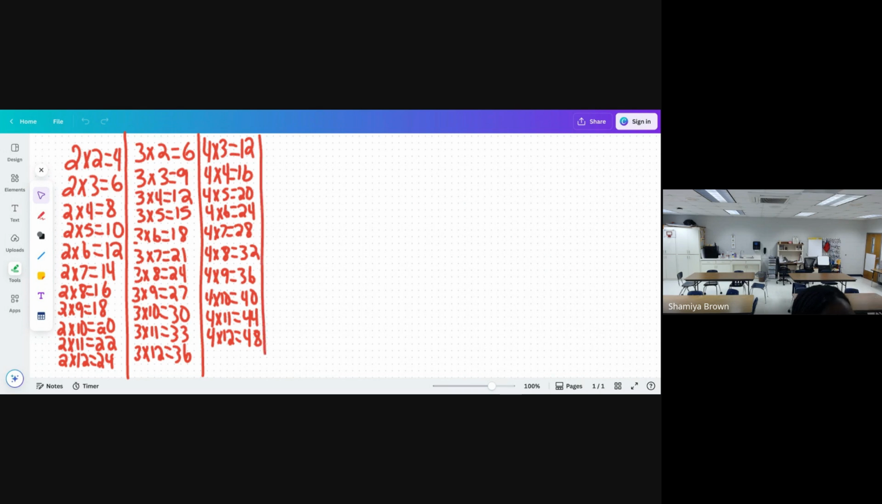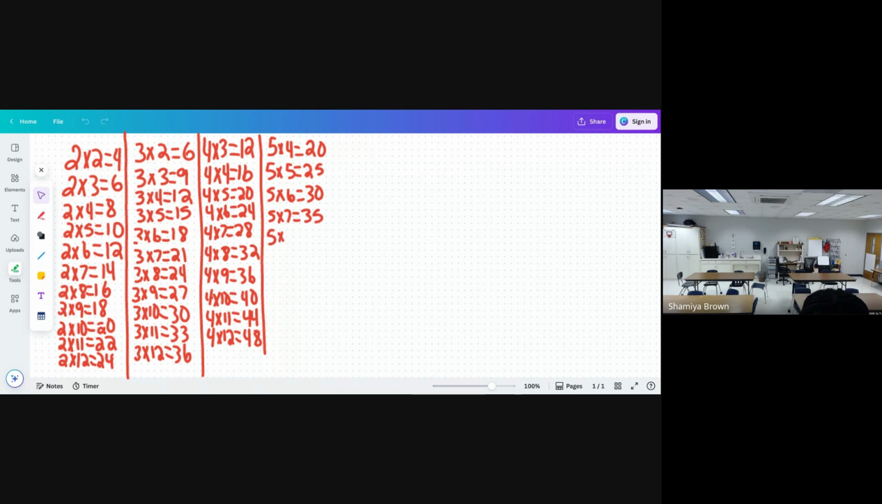Now when I start with my 5's, I'm going to start with 5 times 4. Just look back over there and see that 4 times 5 was 20. So 5 times 4 is 20. Now I'm counting by 5's every time. So 5 times 5 is 25. 5 times 6 is 30. 5 times 7 is 35.